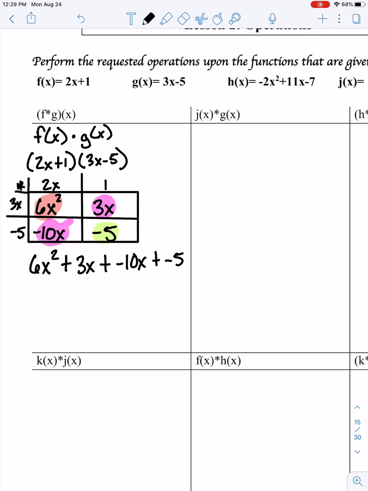So you add everything inside this box. And again, 6x squared is just 6x squared. 3x plus negative 10x, or 3 plus negative 10, is minus 7x. Then plus negative 5 is just minus 5. So this is my answer.